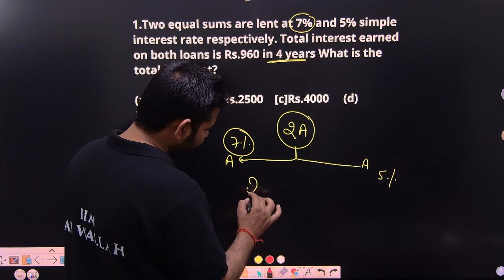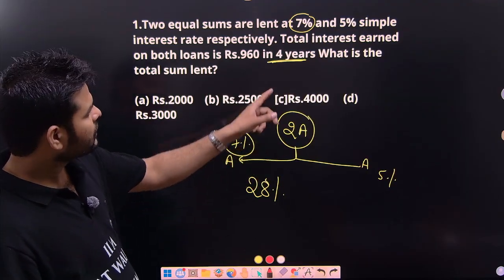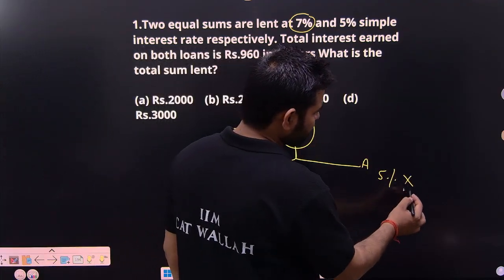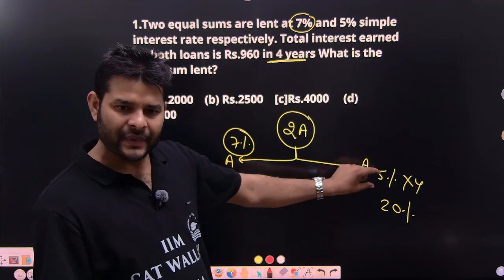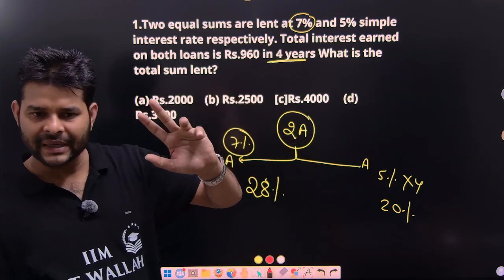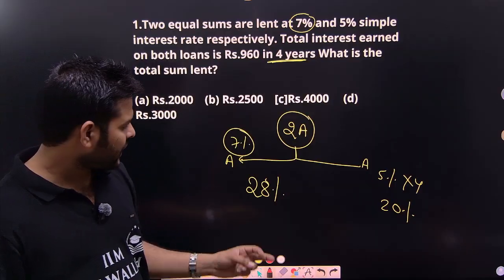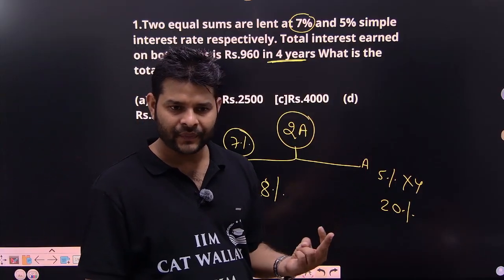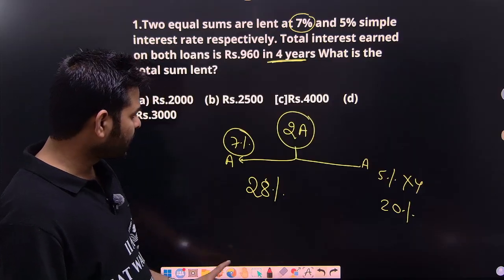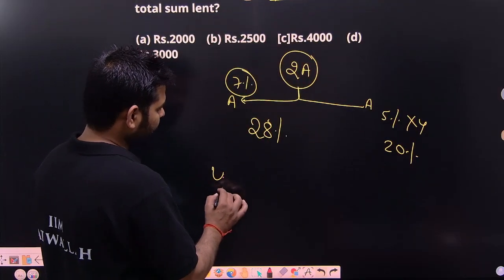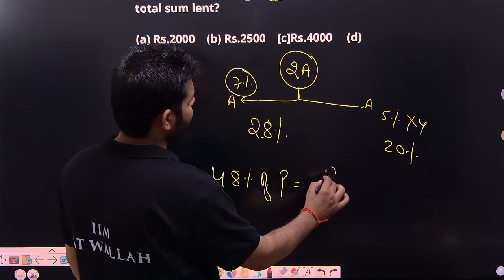So 28% interest on the first A, and 20% on the second A, since 5% for 1 year means 20% for 4 years. So the total interest he will make would be 28 plus 20, 48% of principal. So total interest would be 48% of principal, and that is 960.